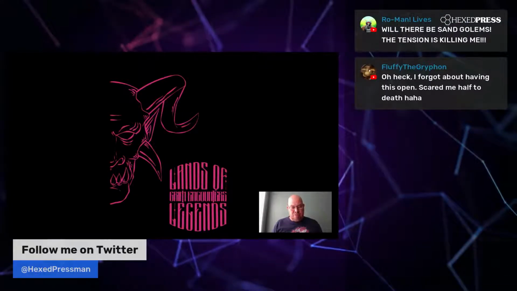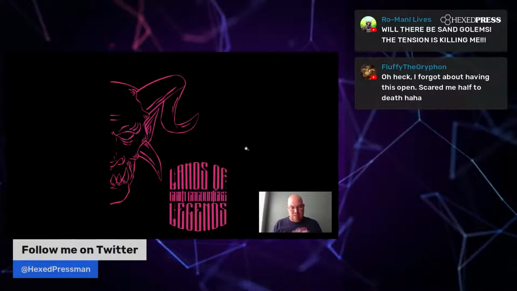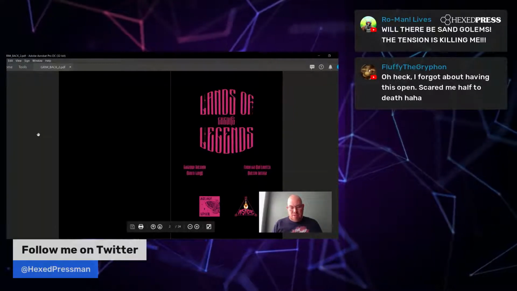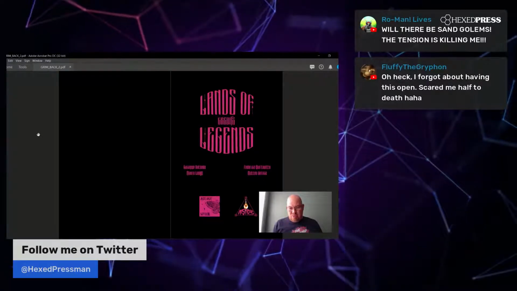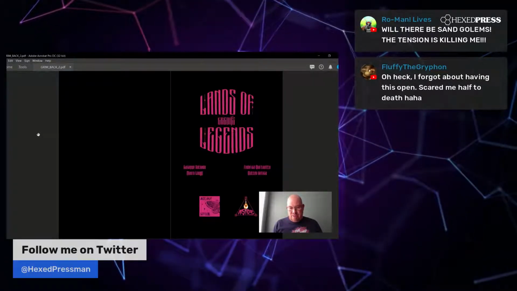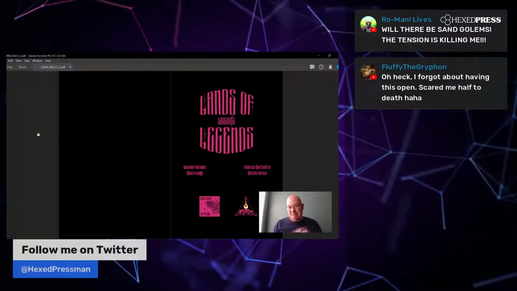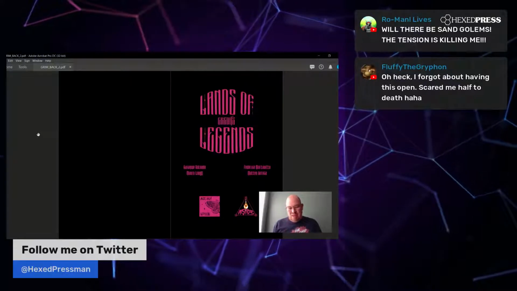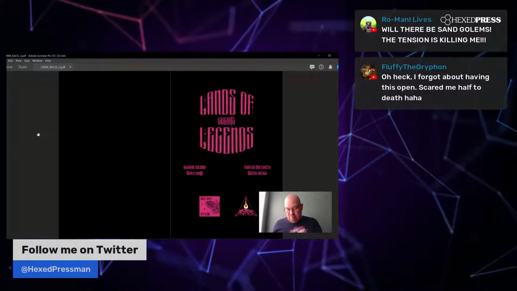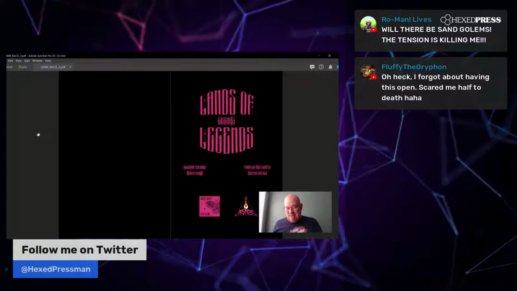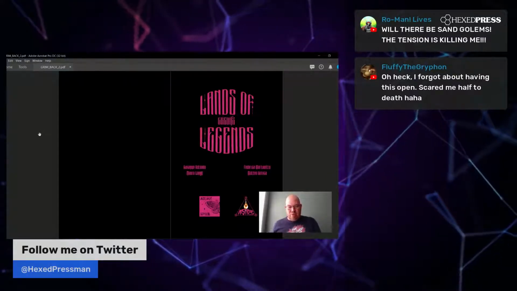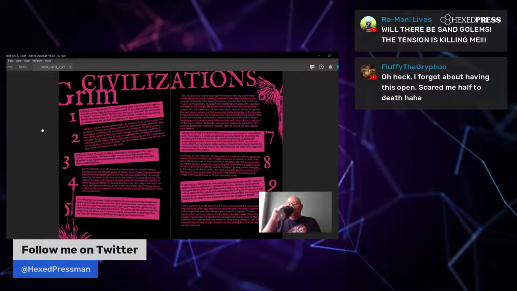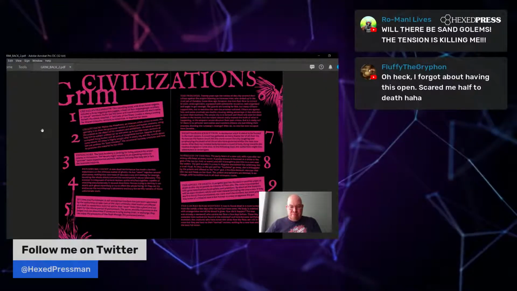I think I need to come out of full screen mode, because the best way to view this one is where I can see both pages at the same time, because that's kind of how the layout is. Looking at it just one page at a time doesn't work well, because you have graphics and things that go across both pages. Like this one here, Grim Civilizations.